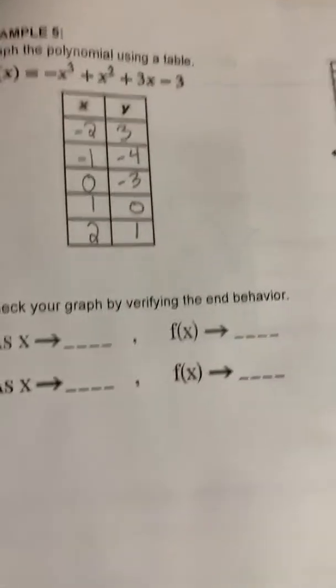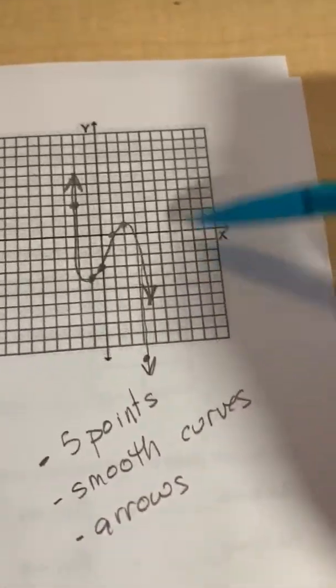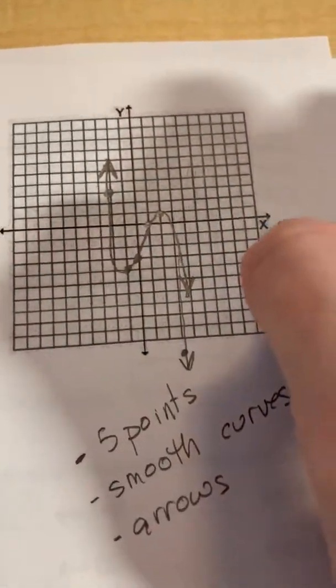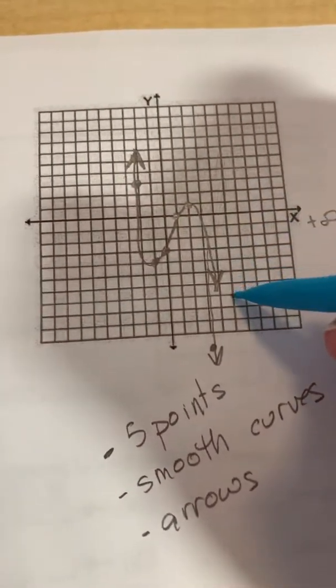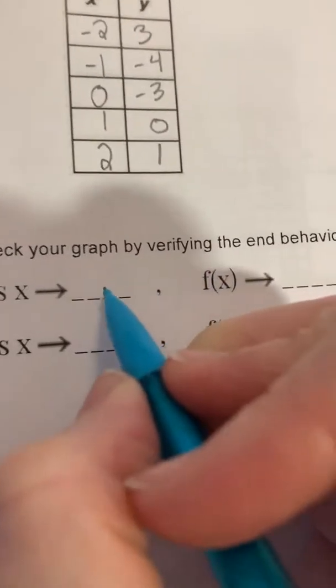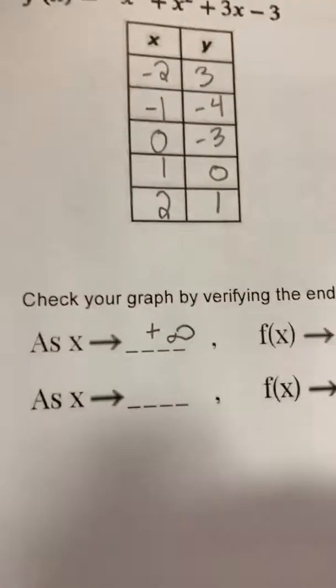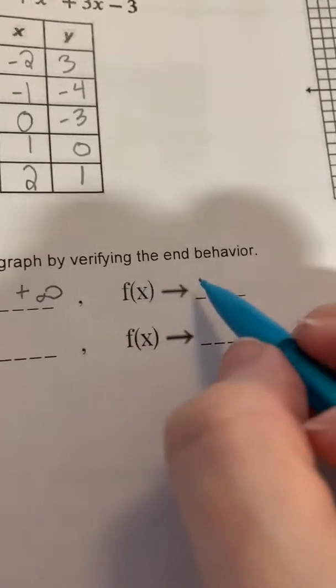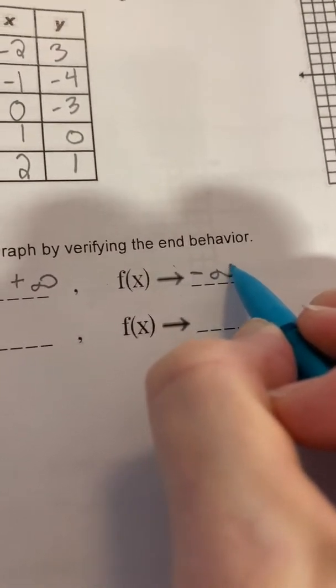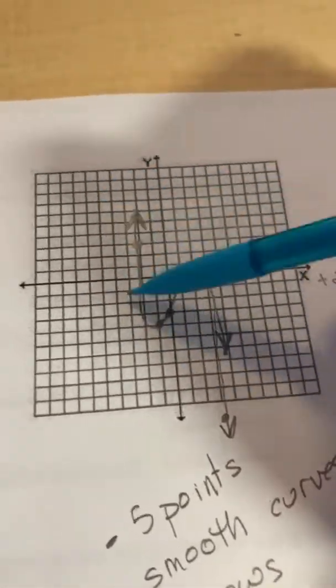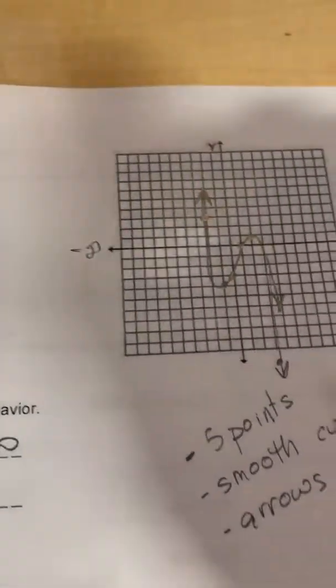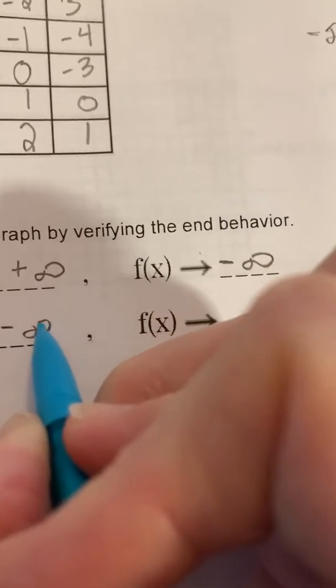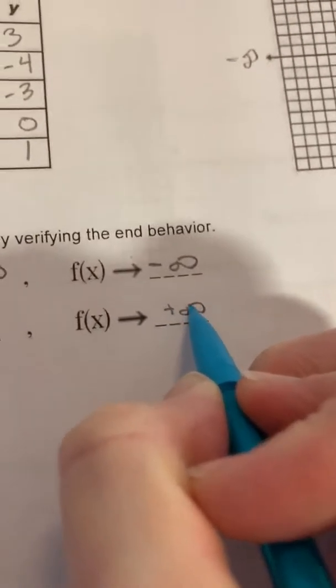Okay, now let's look at the end behavior. So when I look at this, the right side, where the x's are positive, my graph is going down. So where x is approaching positive infinity, my graph is pointing down, so that would be -infinity. And the left side, where the x's are negative, my graph is pointing up.